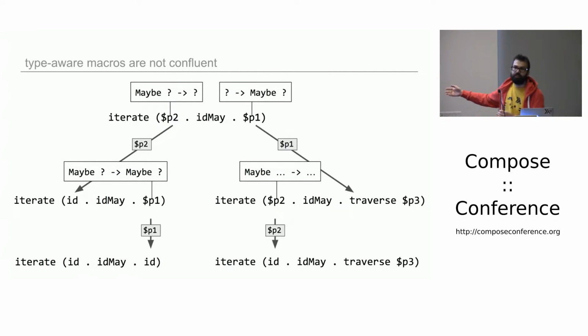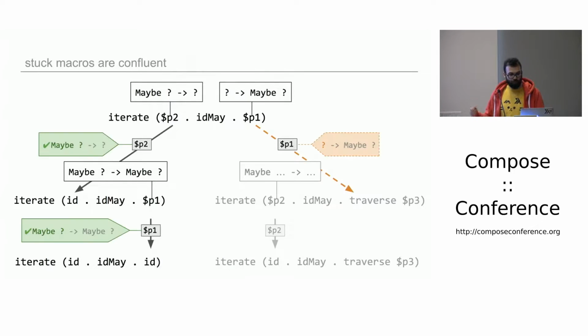And if it chooses one order, we end up with one result. And if we expand it in the other order, we get a different result. That's bad because the programmer does not know what their program means, and the solution is to make some of those macros stuck so that there's only one path. And so there's only one ordering.